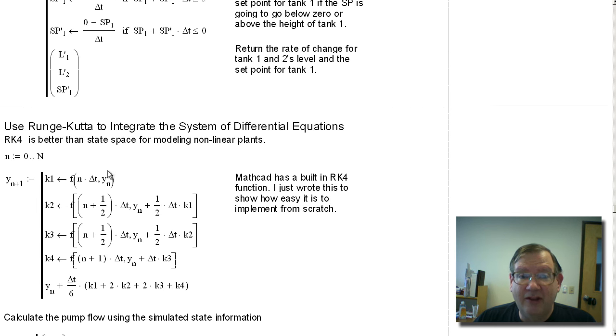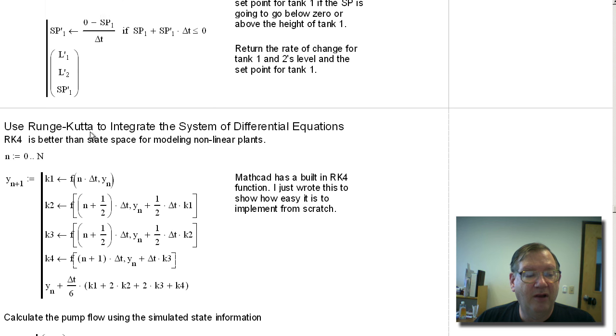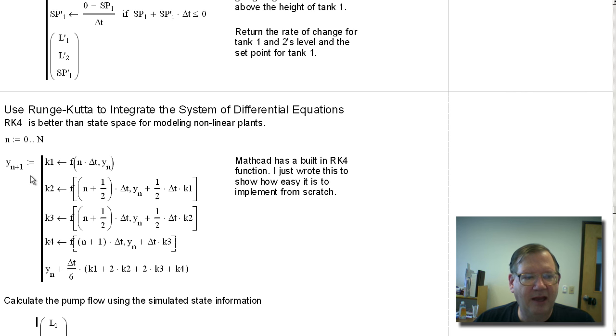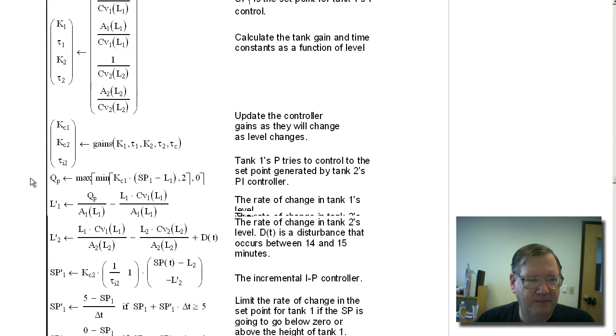And next I use a Runge-Kutta function. Now, MathCAD has a built-in Runge-Kutta 4 program, but I decided to write my own because I want to show how simple it is to do the simulation. So what it's calculating here is 4 estimates for every period, and then it's taking a weighted average of those 4 estimates to calculate the state at the next step. And I'm using this function up here, this function f of t.